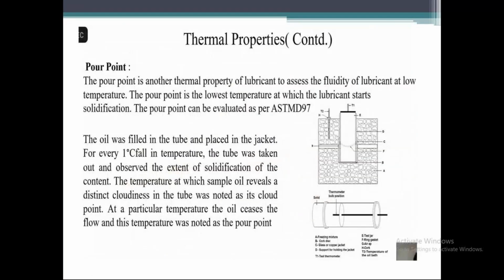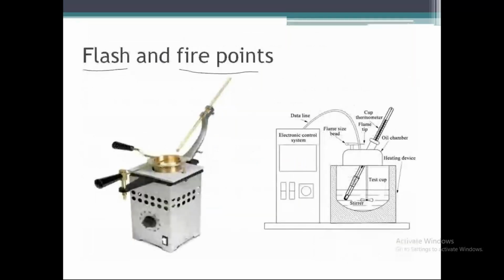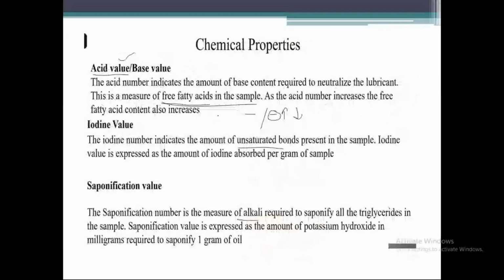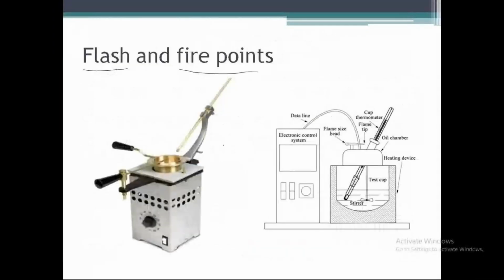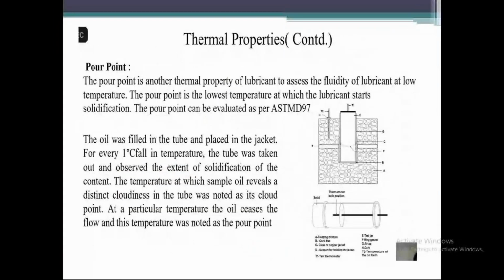Moving to the other thermal properties, that is pour point. We have discussed flash and fire point. We have seen acid value, base value, and viscosity also. Now is the pour point. As you can understand from the word, the pour point is another thermal property of a lubricant to assess the fluidity of the lubricant at low temperature.